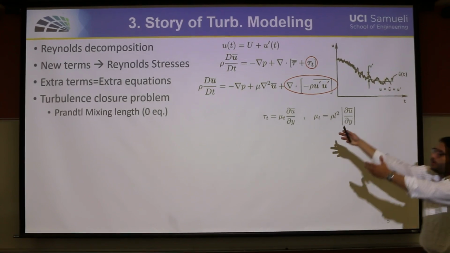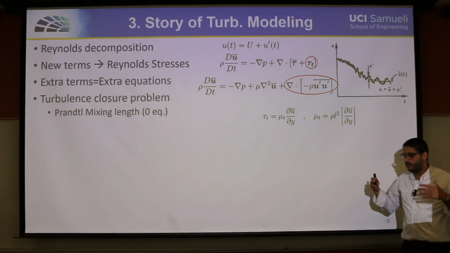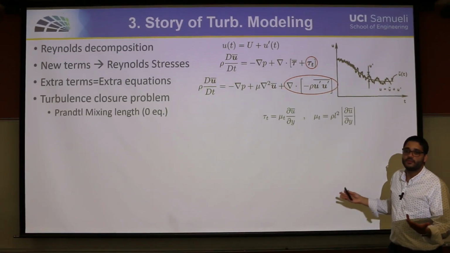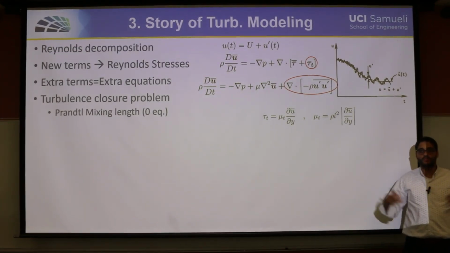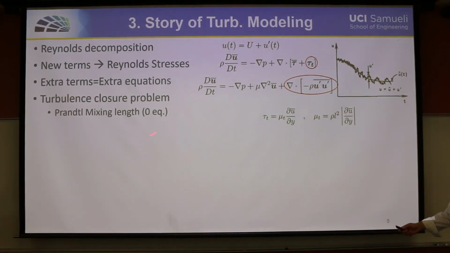One of the earliest attempts was by Prandtl himself. Prandtl is a very famous, if not the most famous, figure in aerodynamics. He's considered the godfather of aerodynamics. So he was trying to provide a closure for the Reynolds stresses, that extra term.